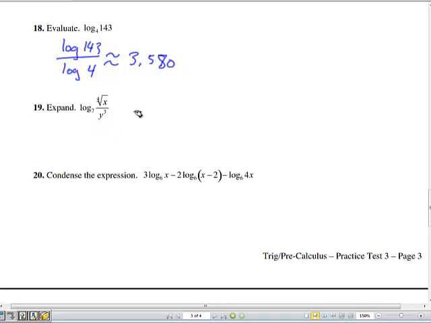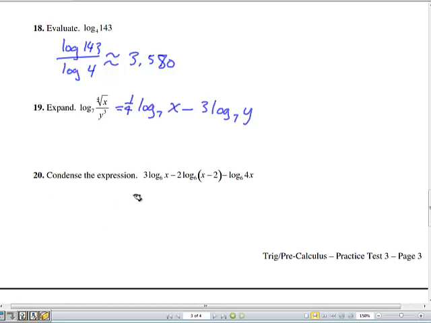Okay, this expand. When you have a division, it's going to be a subtraction. Multiplication is addition. First we're going to have two pieces here. We're going to have log base 7 and a log base 7. This one is going to be x to the 1/4, the exponent goes in the front. It's going to be minus y to the 3rd.